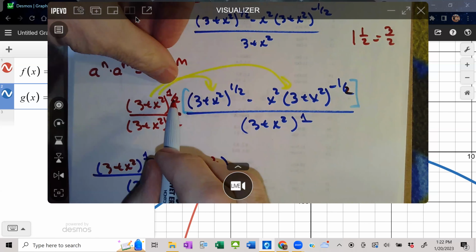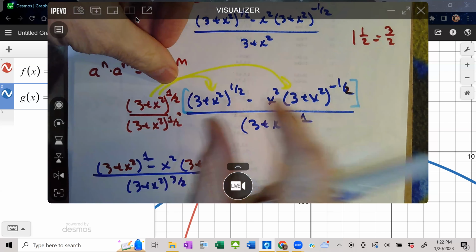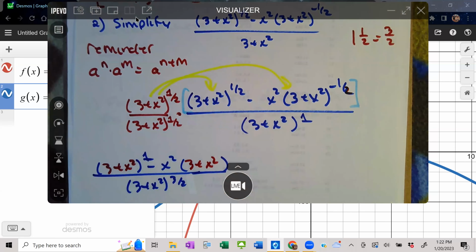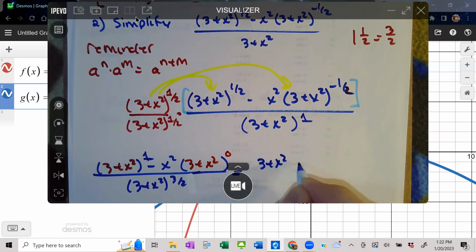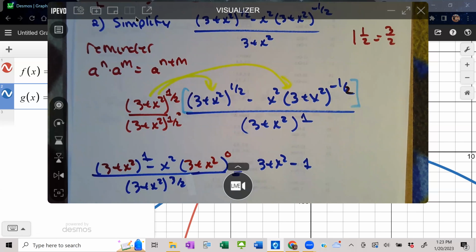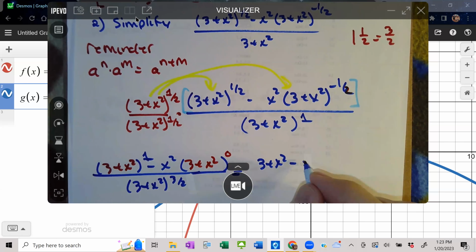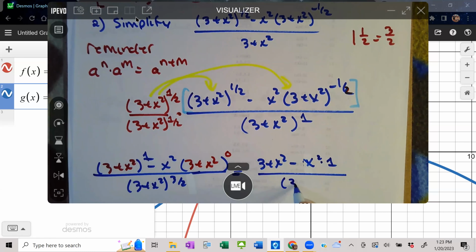And again, remember, you're multiplying this, you're distributing it to this whole term here. And when you do that, you add the exponents. And that gives you a big goose egg, which is really cool. So this further simplifies as 3 plus x squared minus x squared times 1. I wrote that in the wrong order. So minus x squared times 1. All over 3 plus x squared raised to the 3/2.